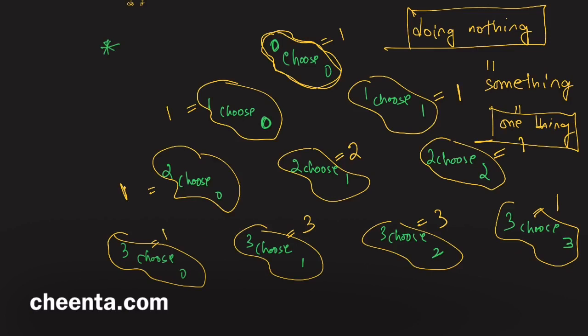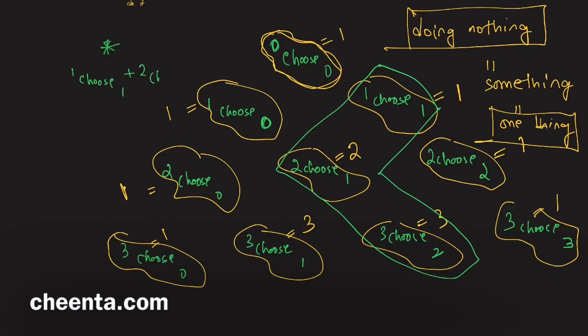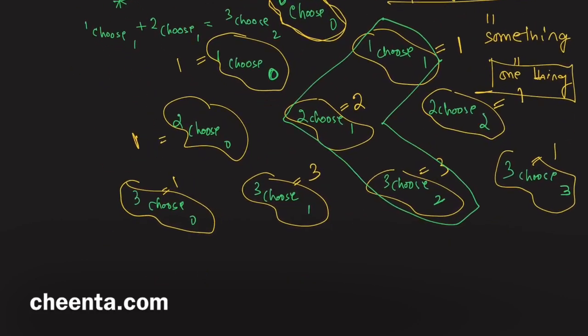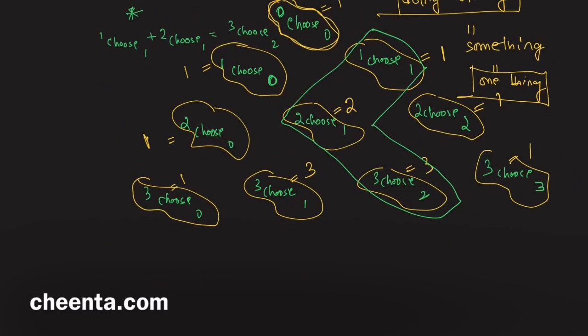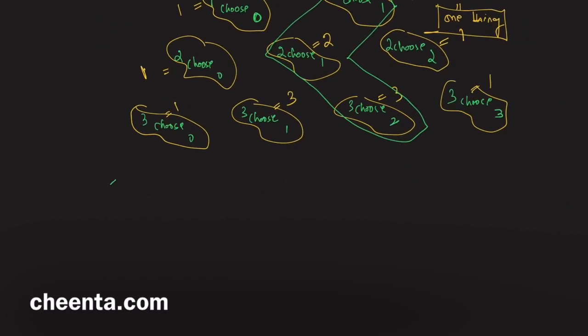Okay, so remember, we were studying the hockey stick identity, and somehow this is my hockey stick. What I am saying is 1 choose 1 plus 2 choose 1 is equal to 3 choose 2. This is my identity. Why is this identity true combinatorially speaking? In the hockey stick identity, why is this true? Can you generalize this now in the Pascal's triangle?